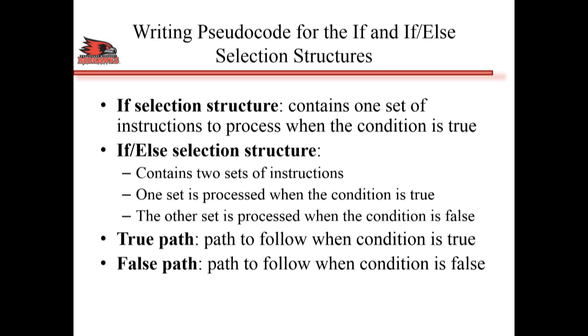Basically in the if else, one set of instructions is processed when the condition is true, and the other set is processed when the condition is false. When the condition is true, that's called the true path, and if the condition is false, that's called the false path. The true path and false path only come into play when you have an if else. In just an if selection structure, there's a true path, but there's no false path. You don't do anything if it's false, you just sit there.